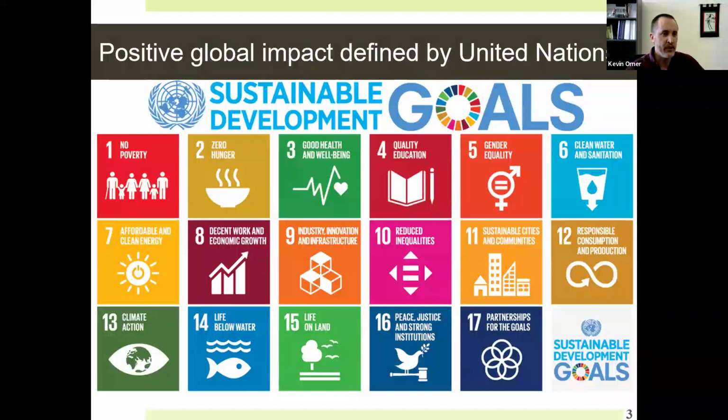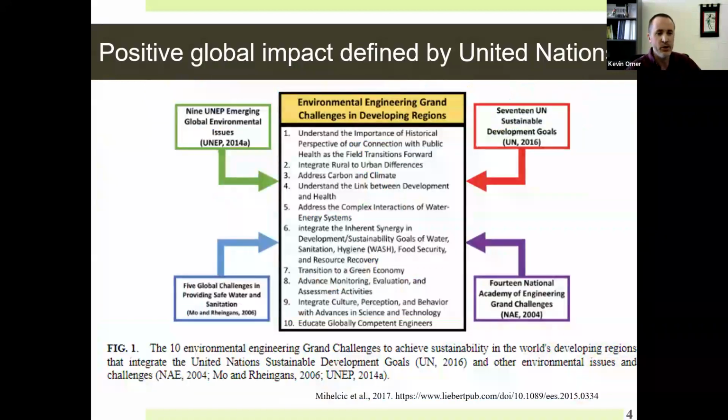So one thing that we can look for to kind of give us a path forward about what does positive global impact mean. The United Nations put together these 17 Sustainable Development Goals. So these are things that we can pursue not only at a global level, but here in our local community. So things like no poverty, zero hunger, clean water and sanitation, affordable clean energy. So these are all things that we can look for at a global level and translate to the local level.